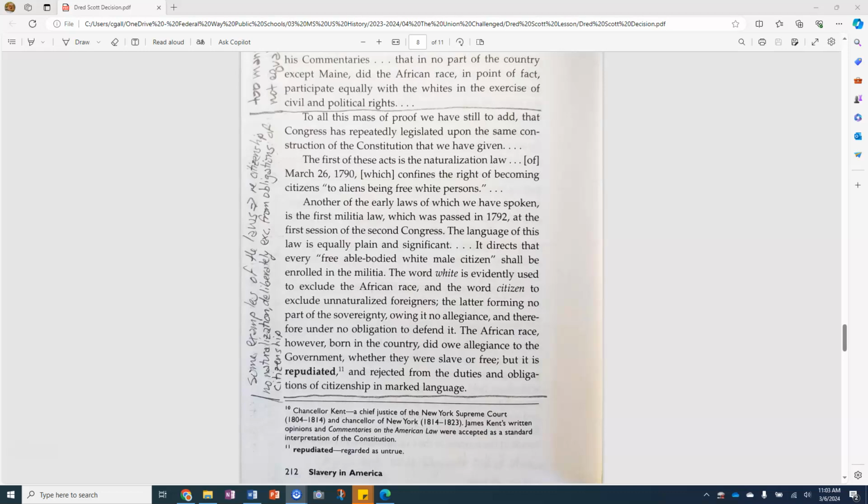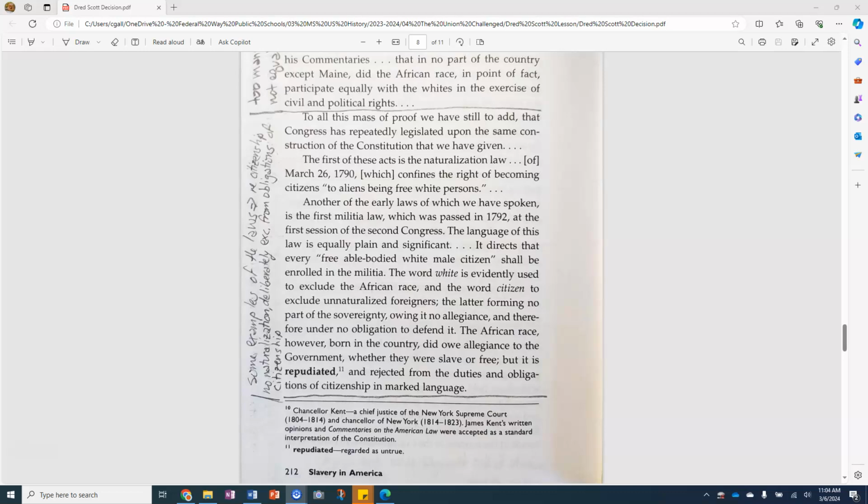Right, so here he's adding some examples, right? That's what he means when he says, to all this mass of proof we have still to add. So I've already given you a whole bunch of proof, a whole bunch of evidence, but I'm going to add some more, okay? Because he says Congress has repeatedly passed laws that demonstrate what I'm saying, or what we're saying, because he's writing for the majority, okay?